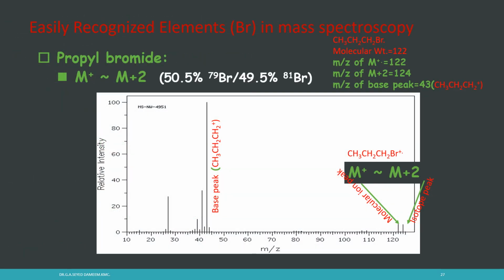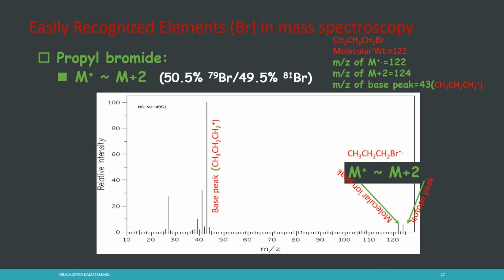In this slide, the mass spectrum of propyl bromide is given. Here, propyl bromide contains bromine, and bromine is one of the elements which is easily recognized in mass spectroscopy. It is bromine that exists in isotopes with equal percentage. That is, bromine 79 is normal and bromine 81 is its isotope, and both exist in equal percentage in nature. So this compound gives a molecular ion peak and isotopic peak with equal intensity.